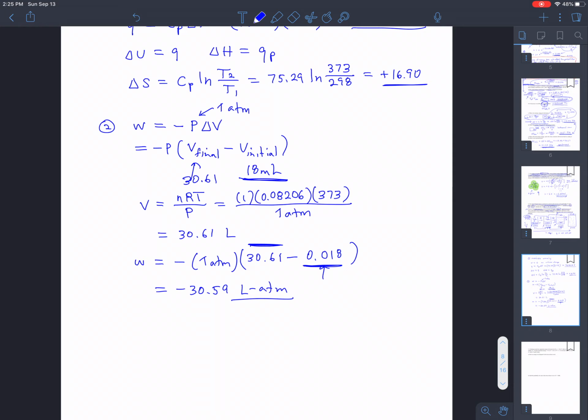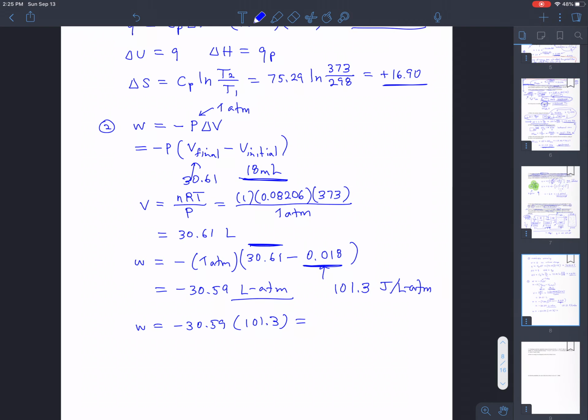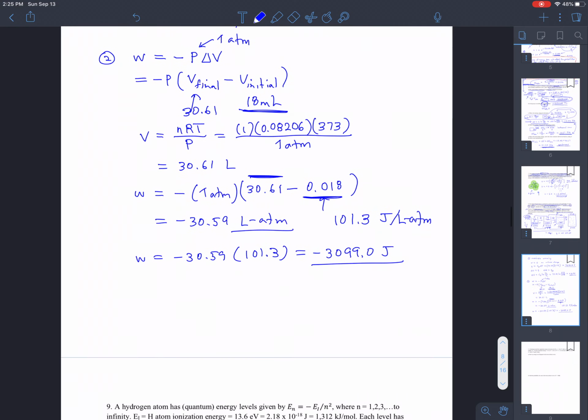30.59 liter atmospheres. Let's convert that to joules. It's 101.3 joules per liter atmosphere. And so that work is equal to minus 30.59 times 101.3, which is equal to minus 3099.0 joules. All right. So that's the work for step 2.